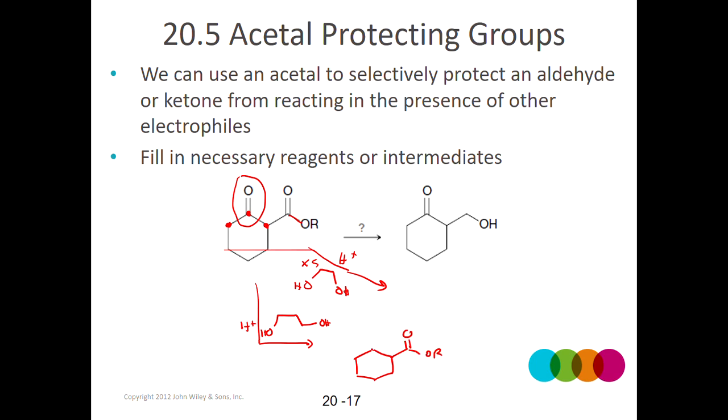So this CO double bond would be converted into a 6-membered ring if I use 3 carbons in that chain, or a 5-membered ring if I use 2 carbons in that chain. So that would be step 1. Protect the ketone, making a cyclic acetal.